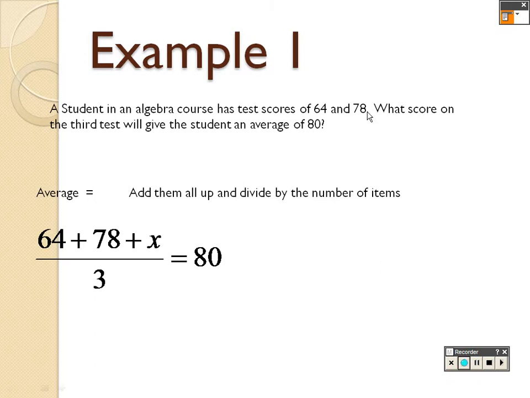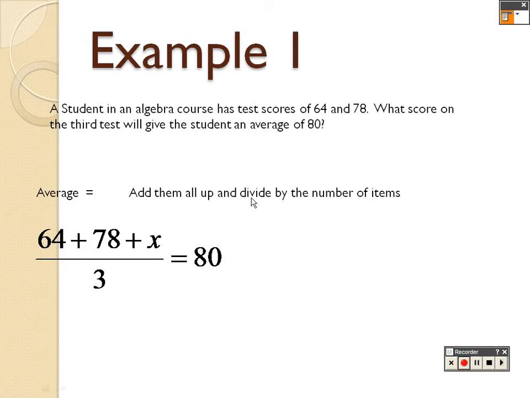Well, we have a 64. That's the first score. We have a 78. That's the second score. The third test, I don't know what it is. So once again, introduce the variable. There it is, x. Then you're supposed to divide by however many tests there are, which is the 3, and that will give you your average of an 80. So basically, there is your equation to solve.